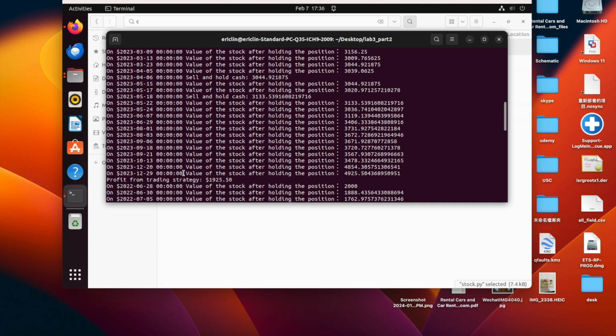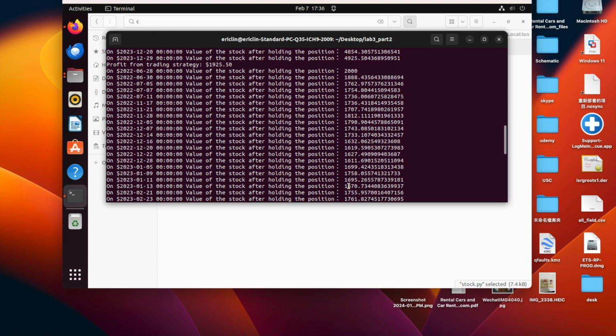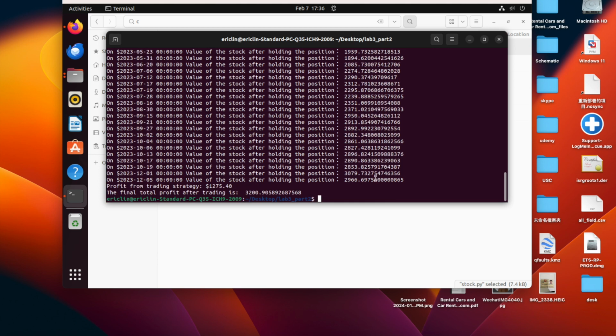So after this operation, the Uber stock will profit 1,900, and the other stock will be the same. For the Dell stock, there will be 2,000 for the initial cash, and it will hold, still hold, and it will profit 1,200. So the total profit is 3,200.